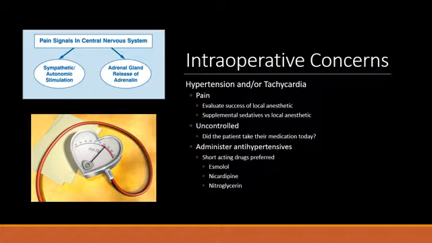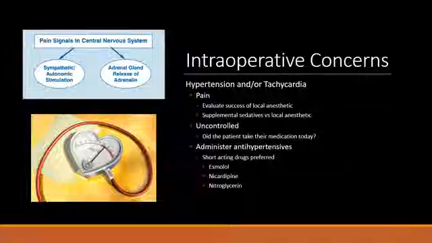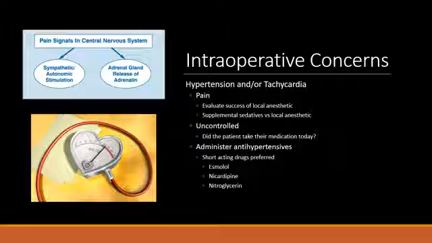So one of the things we want to do first is evaluate the success of your local. Did you give it sufficient time to work? Then consider either supplementing with additional sedatives or additional local anesthetics. One of the things I reach for first is the local anesthetic, because often with pain, the thing that's going to help more than anything else is blocking the patient from feeling that pain, and that's your local anesthetic's job. Once you can ensure adequate local anesthesia, then you can consider supplemental sedatives.